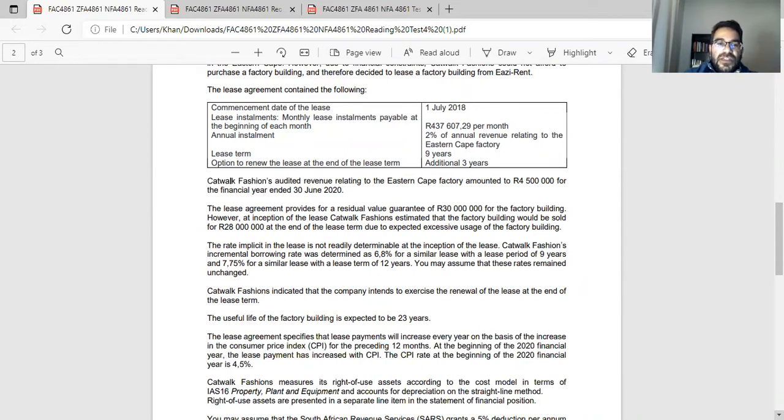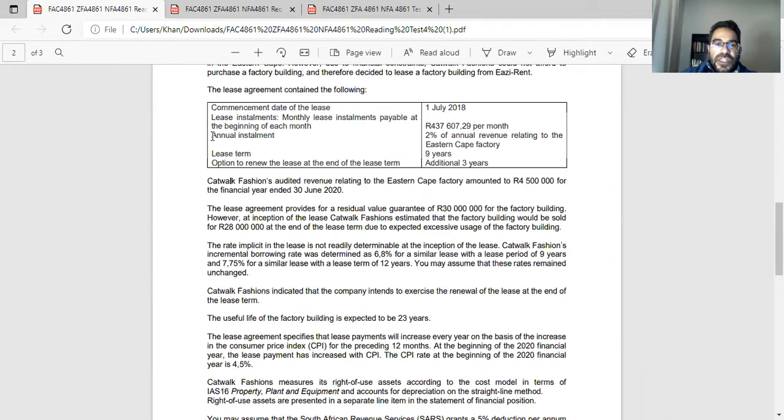Then they say lease installments, monthly lease installments payable at the beginning of each month, and that is 437,000 per month. What's important over here is a monthly installment and it's at the beginning of each month. Remember, when we're going to do the present value calculation, we need to make sure whether payments happen at the beginning or at the end. So here they're telling us at the beginning of each month.